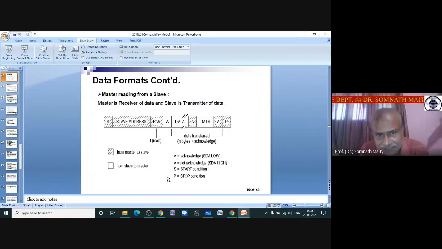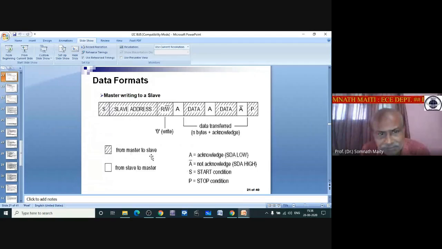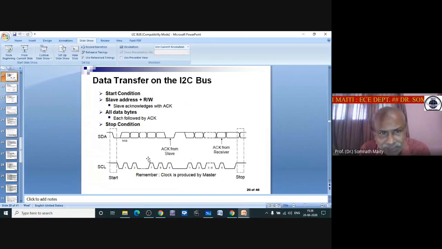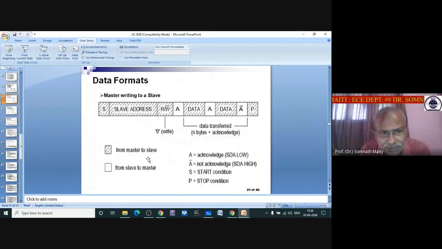S is the start condition, P is the stop condition. The hashed lines are from the master, and this is data from master to slave, and from slave to master. These are the data formats. So already I have shown.